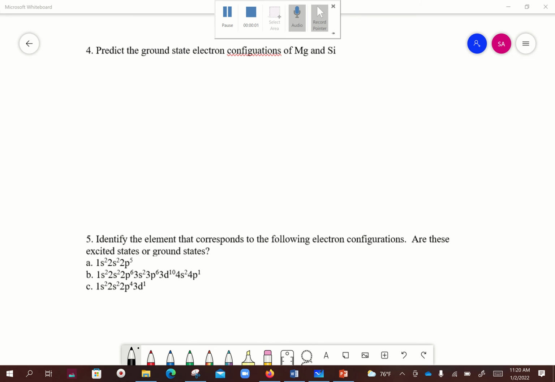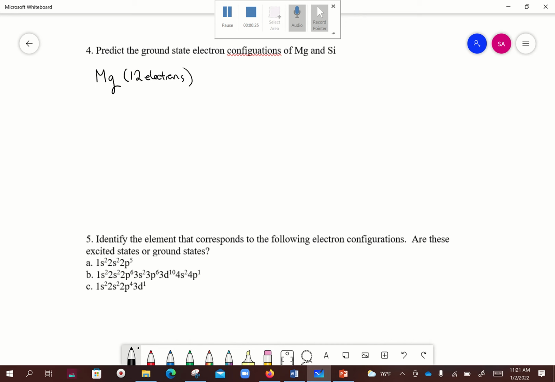Okay, so now let's move on and talk about energy shells and how electrons are stacked into atoms. The first question asks us to predict the ground state electron configuration of magnesium and silicon. So what we need to do is look at the periodic table and see how many electrons they each have. Magnesium has 12 electrons. And then we're just going to pack them into the shells.